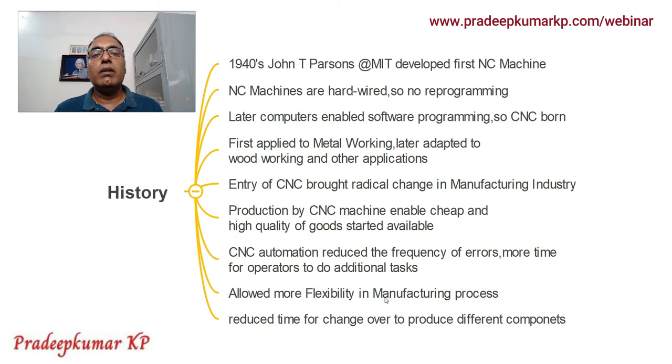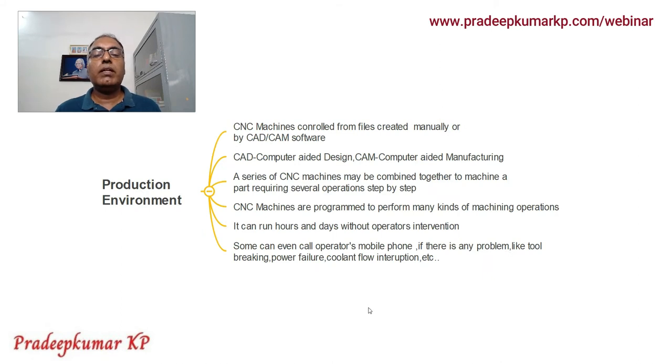The same job can be done in a CNC machine just by changing the programs. So the changeover time to produce different components is reduced. So this is the history, the way it has helped the industries with CNC machines. Now we look into the production environment, and how it works.